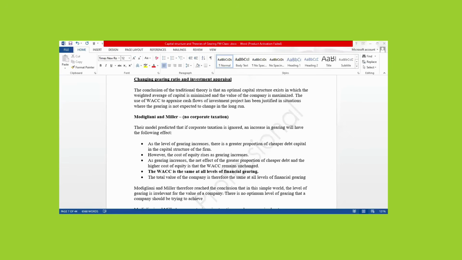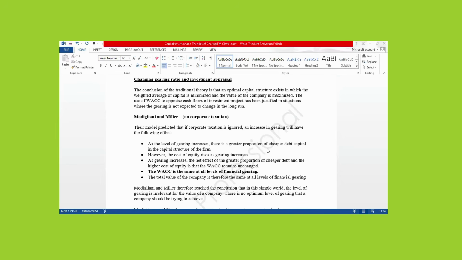The company can choose to finance with equity, or with debt, or with equity and debt in whatever percentage. This will not affect value of the company. This is the position, the theory of Modigliani and Miller.